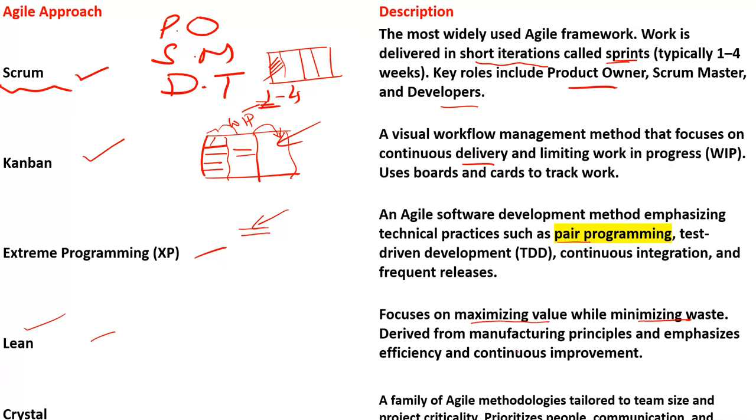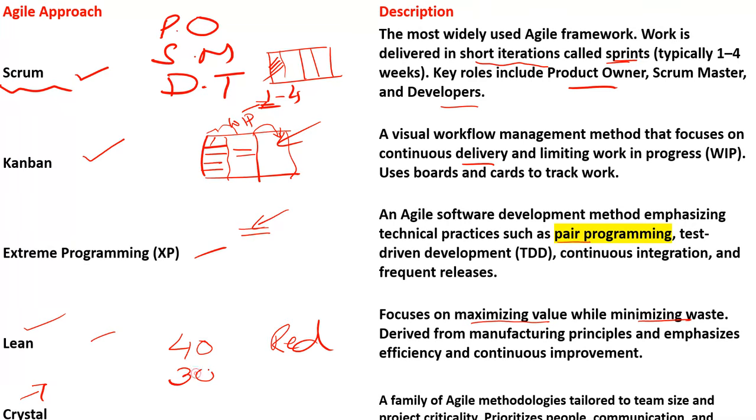Then there is Crystal. Crystal is a family of agile methodologies tailored to team size and project criticality. What does it mean? If you have a large, critical project, then you have to use the Crystal family, or Crystal agile approach. Suppose it's a critical project and the team members are more than 40, it means you have to use the red, because it is the family of Crystal. So the red family. If it is around 30, but I will let you know the exact numbers.